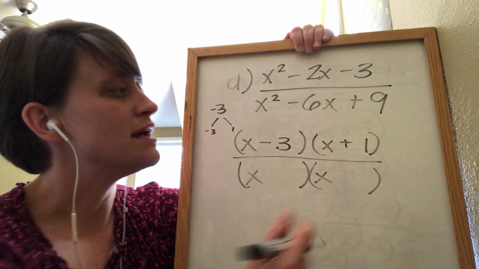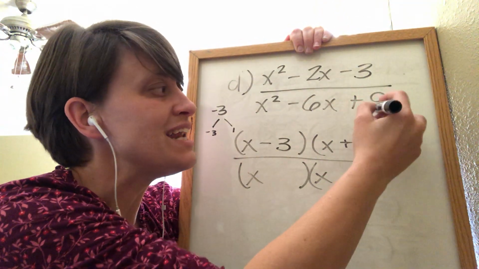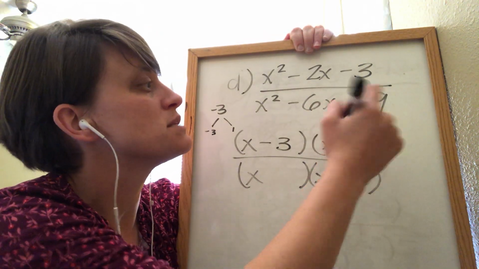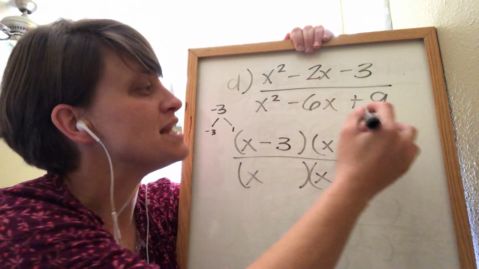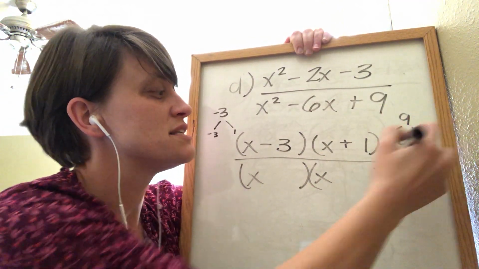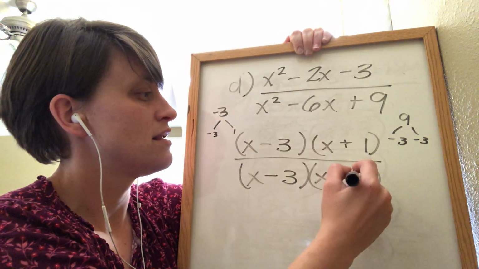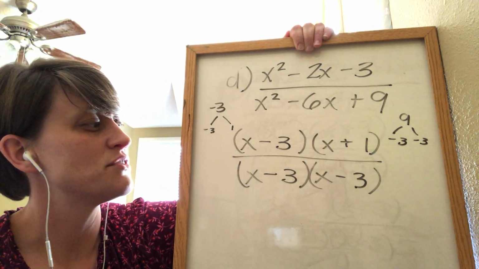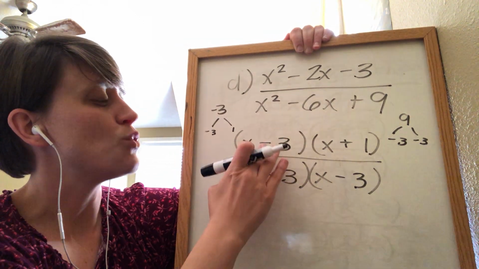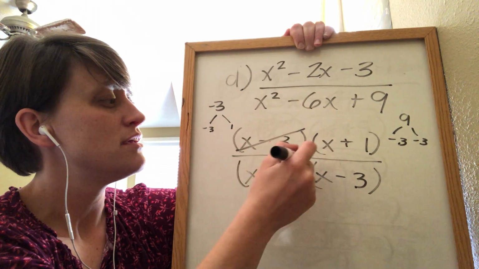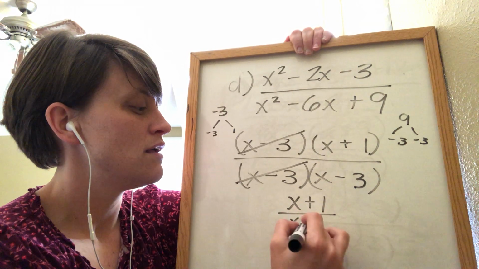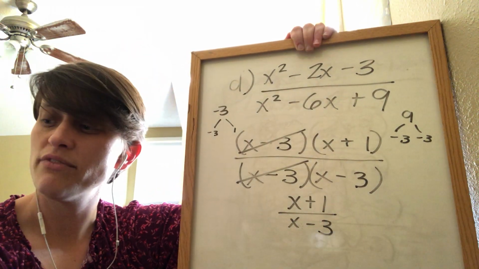All right, denominator. We need two factors of 9 that add to -6. So they have to have the same sign because the product's positive, and the sum is negative, so they have to both be negative. So once again, we don't have much of a choice. Both of those numbers are -3. Now we look for common factors. Each piece has one x minus 3, so they can go. And we're left with x plus 1 over x minus 3 as our simplified expression.